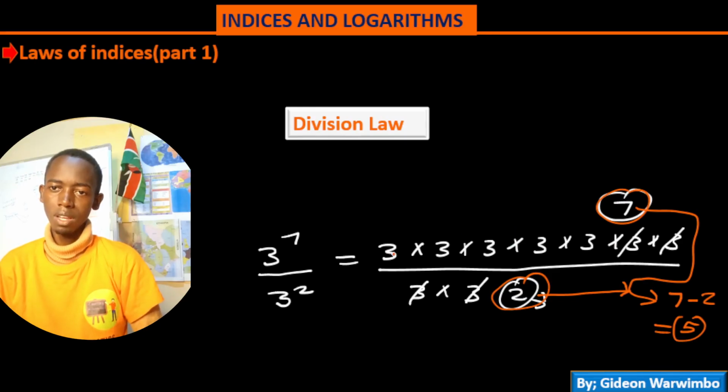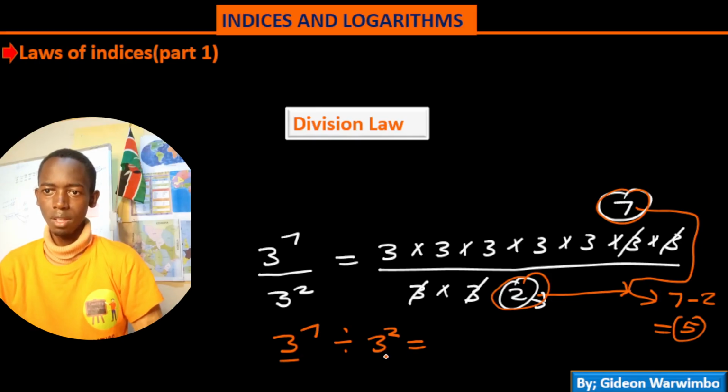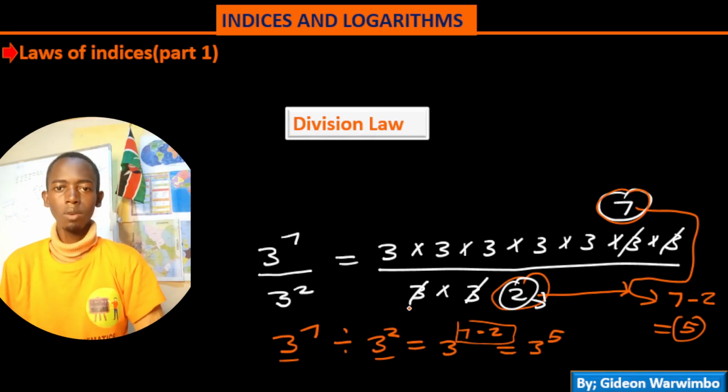So what is happening here is that these powers are being minused or subtracted. And what law do we get out of this? We get a law that if we have something like 3 to power 7 and we are dividing it by 3 to power 2, we retain our 3, which is right here, and then what we do to the powers is 7 minus 2, and this gives us 3 to power 5. Therefore we are subtracting the powers.